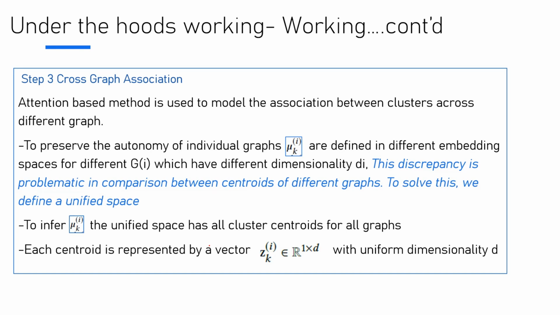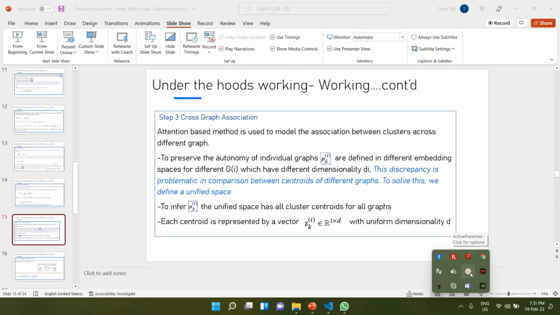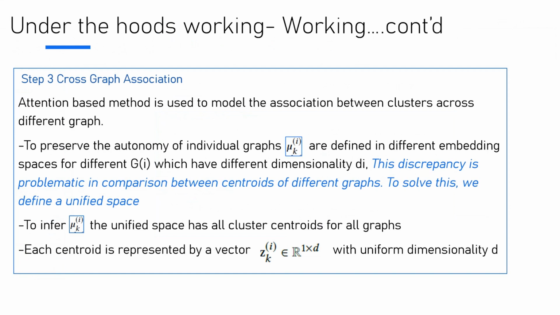So now, we talked about cluster k in G_i, and step 3 is more around cross-graph association probability, which is essentially an attention-based method. Earlier in the session, we talked about mu_k of i being assumed. Now it's time we define that. To preserve the autonomy of individual graphs, mu_k of i are defined in different embedding spaces for different G_i, which have different dimensions d_i.